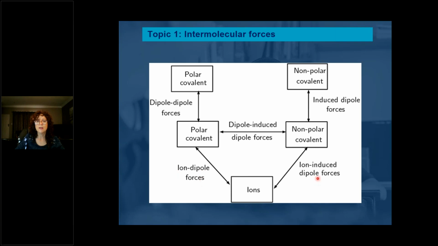Then we have ions and non-polar covalent molecules. The only way that non-polar molecules and ions can dissolve in each other is if there's an induced dipole. More of that later on. And if it's non-polar and non-polar, then we have induced dipole forces.